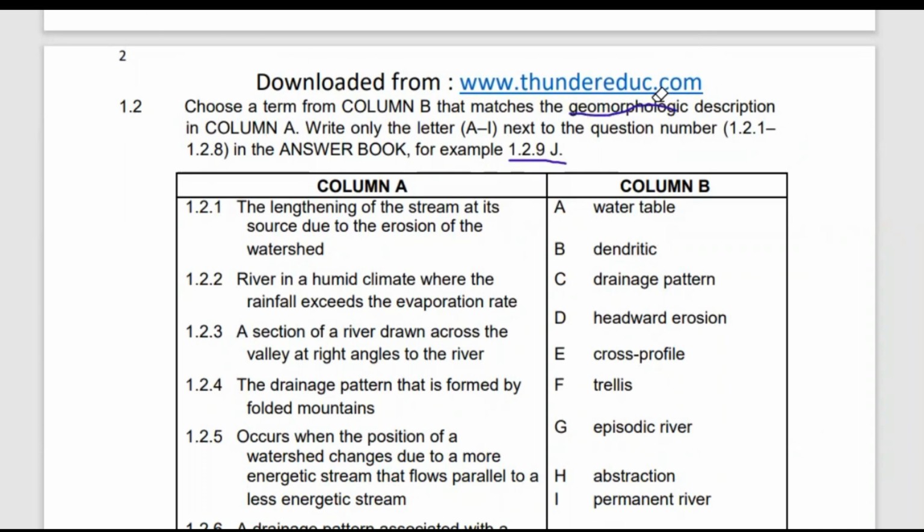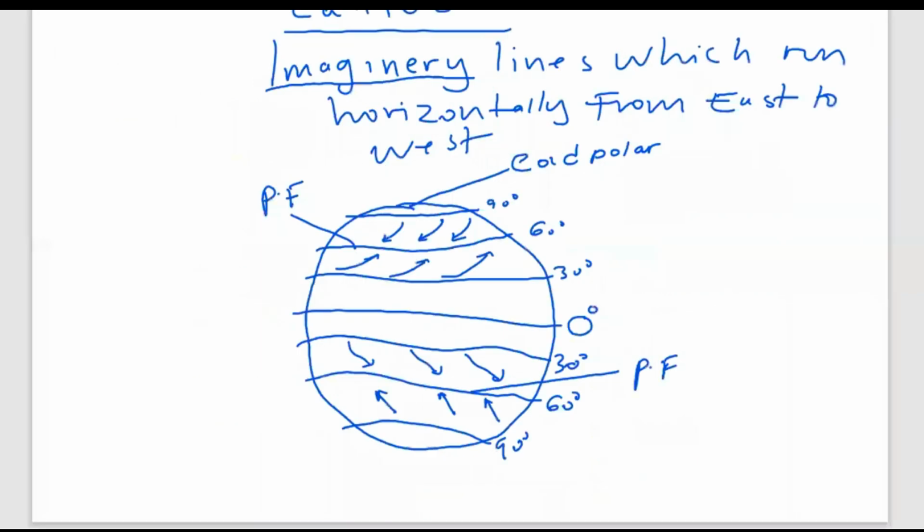Remember, they say choose a geomorphological description which matches a term in column B. Sorry about that. I need to get, I think, a ruler. Right. 1.2.1, it says the lengthening of the streams at its source due to the erosion of the watershed. What is to lengthen? Let us try to check on our blank page here.